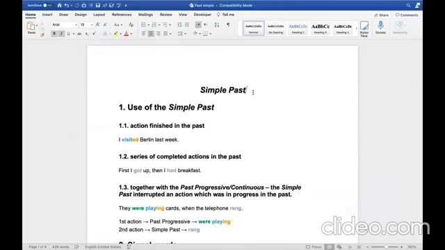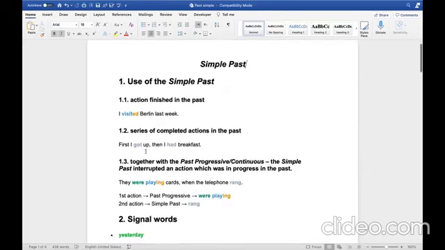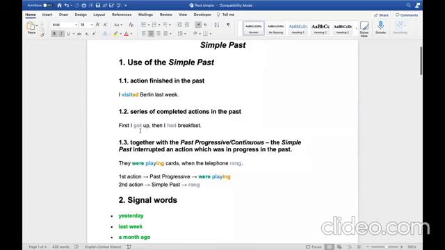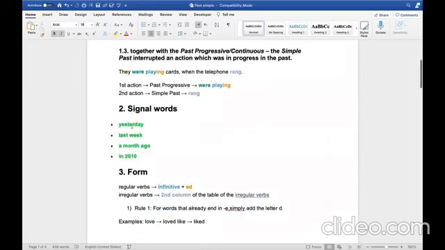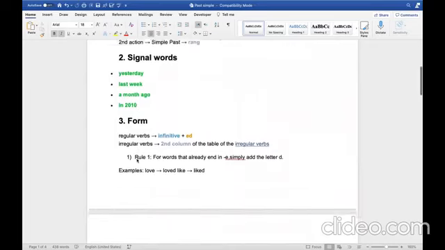We said that the past simple refers to an action that started and finished in the past, for example, I visited Berlin last week. It is also used for a series of completed actions, like first I got up, then I had breakfast. The signal words would be yesterday, last week, a month ago, and in whatever year, past year.